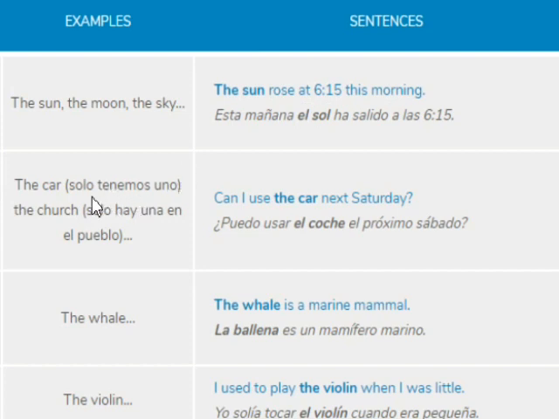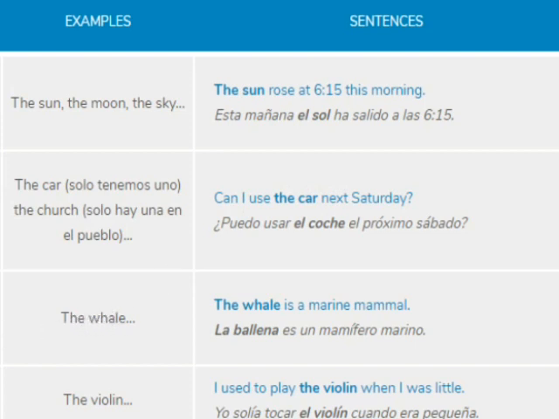In this case, we are talking about names of things that we know there is only one of in one place, or concrete moments. For example, the car, the church. Can I use the car next Saturday? We are talking about one specific car that we have. Okay?